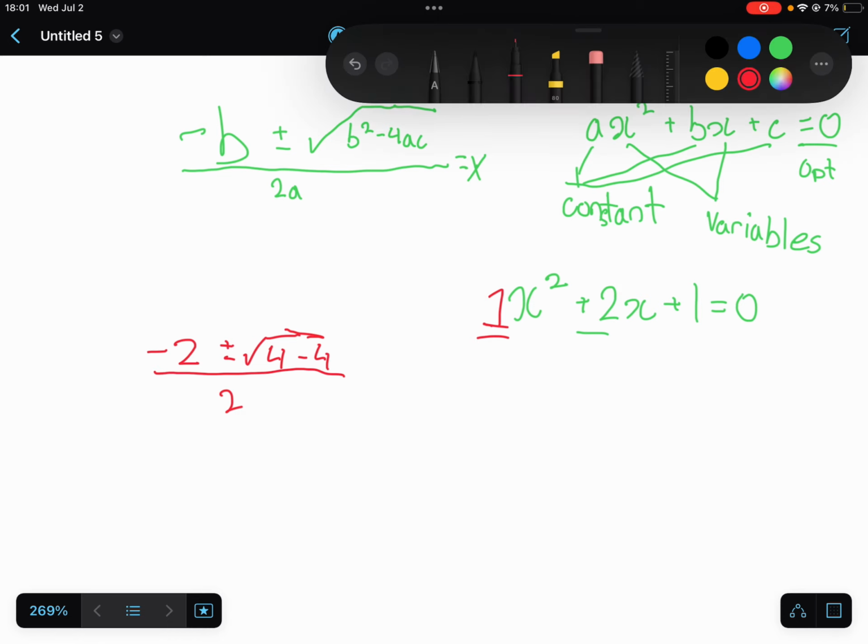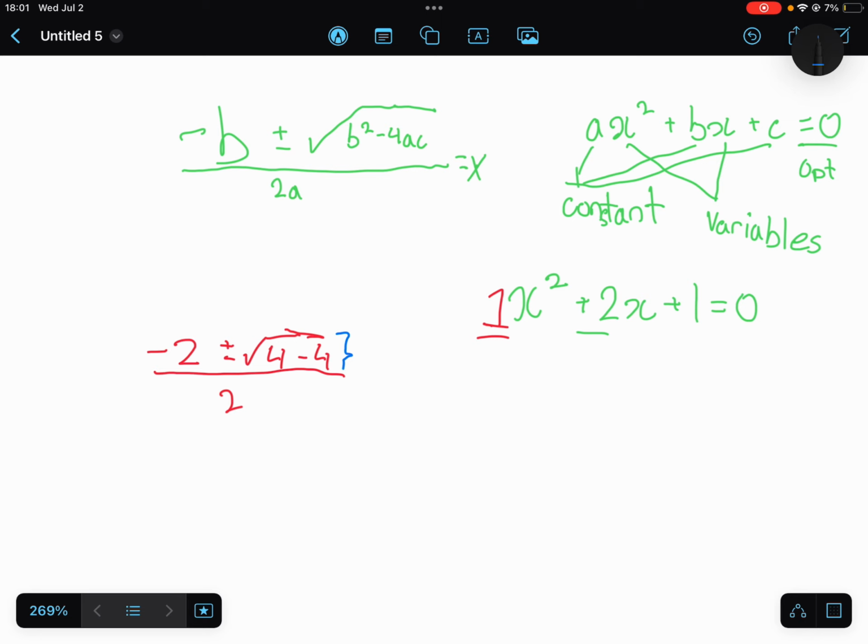Now, as you notice here, that this is 0. So you can't add or subtract 0 or find the roots of it. So the final equation is negative 2 over 2, which is basically negative 1. So now, if x equals negative 1, then this entire equation is true.